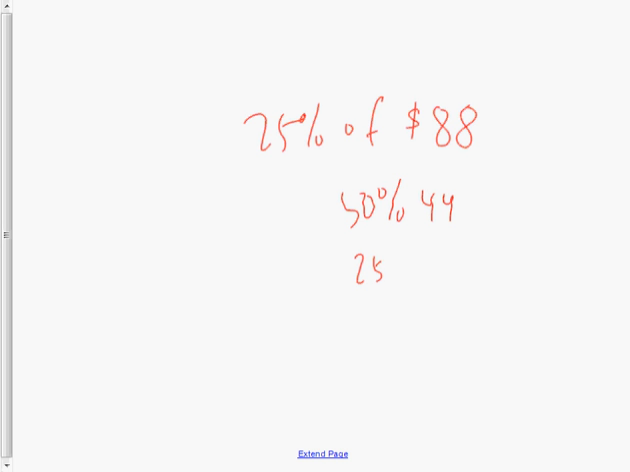Question 10, 25% of $88. For 25%, we need to find half of half. So 50%, which is $44, half of that would be 25%, so therefore 25% is $22.